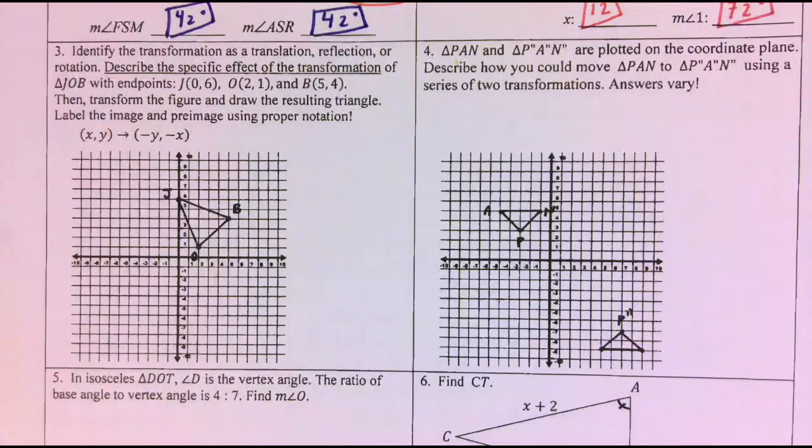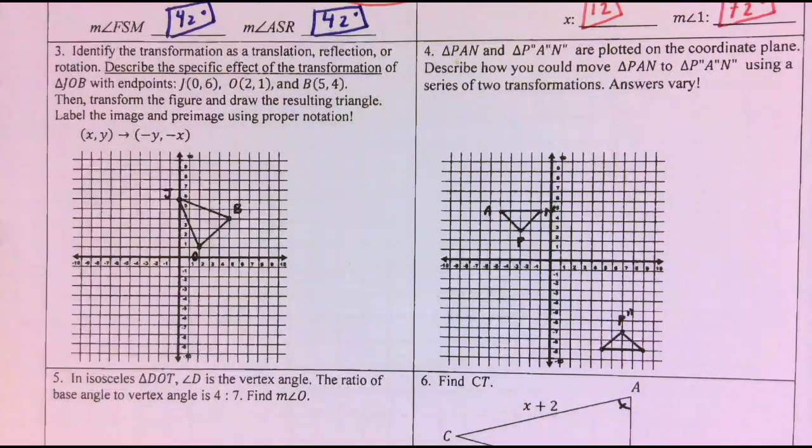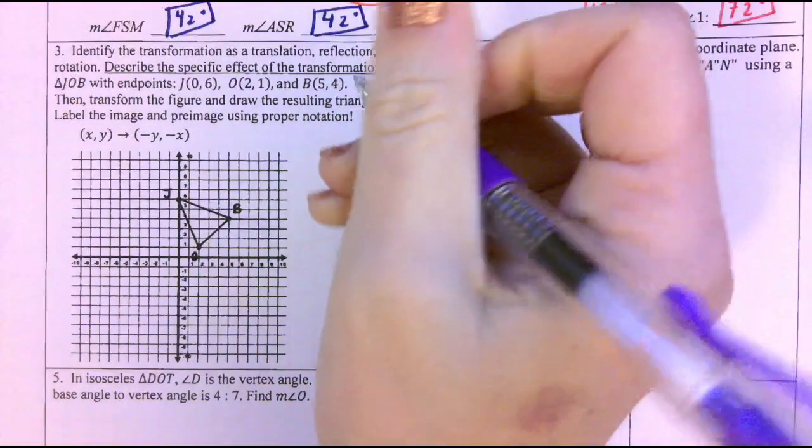Identify the transformation as a translation, reflection, or rotation. Describe the specific effect of the transformation of JOB with the following endpoints listed here. And then transform the figure and draw the resulting triangle. Label the image and the pre-image using proper notation. So let's say that you look at that rule and you kind of blank as to which one it is. This is a reflection, but let's imagine you just straight up forget. That's okay. Let's apply the rule.